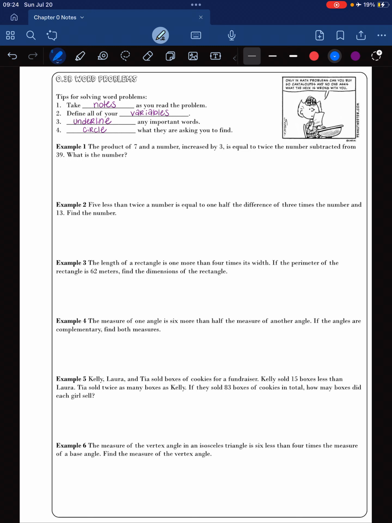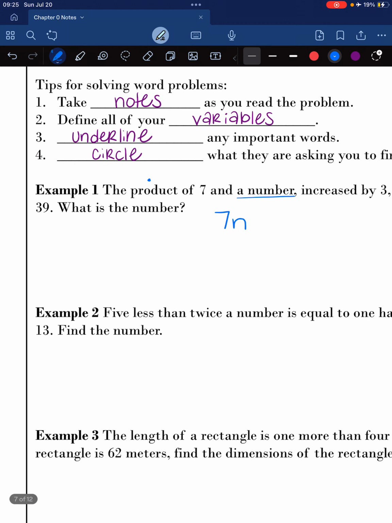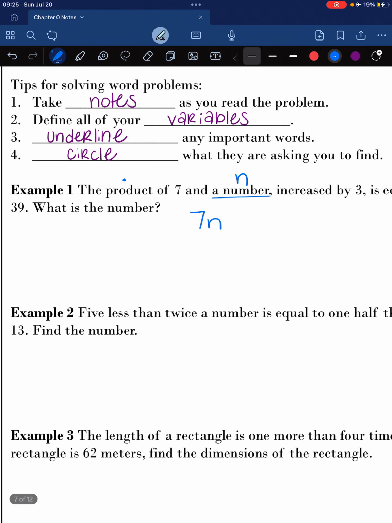So looking at example one, what I mean by that, the product of 7 and a number. Well, I already have a note to take. The product means multiply, of 7 and a number, 7 and I don't know what a number is, so I'm going to use n. We could use anything. We could use X. We could use a question mark, although I don't really recommend that. But what is important is maybe I end up with a second number that we're talking about in this problem. So I just need to remember that I've used n for this number.